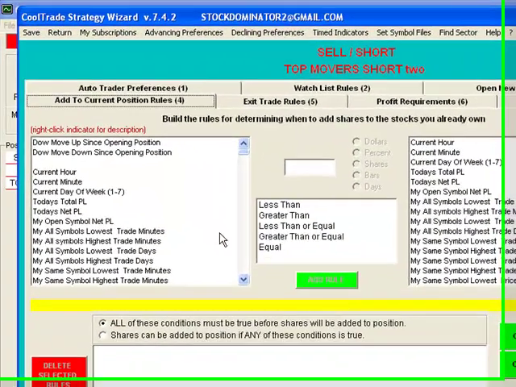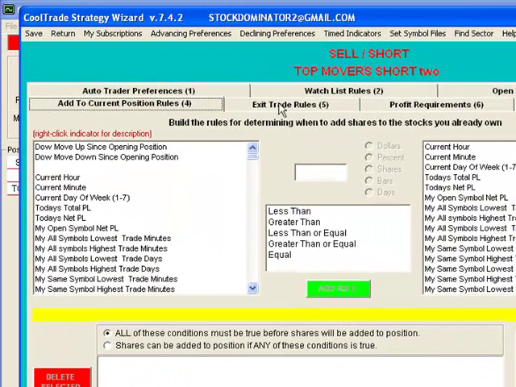Then adding to your positions, same thing. A lot of these rules are just the same as the open position rules. You may or may not want to use this feature. It really just depends on your strategy and how it's designed to capitalize on the market movement. So maybe this one, for example, is a day trading strategy.